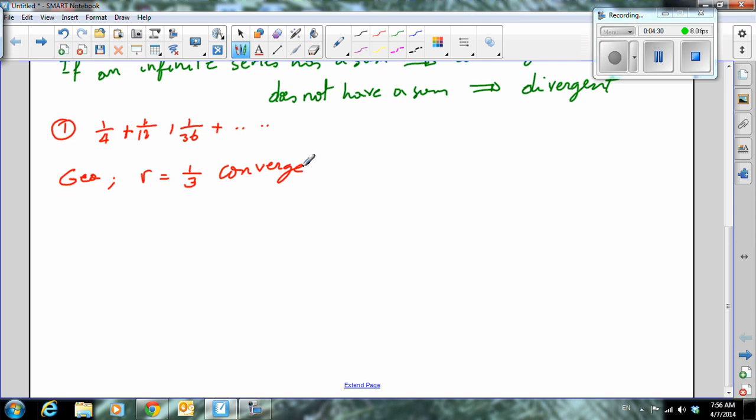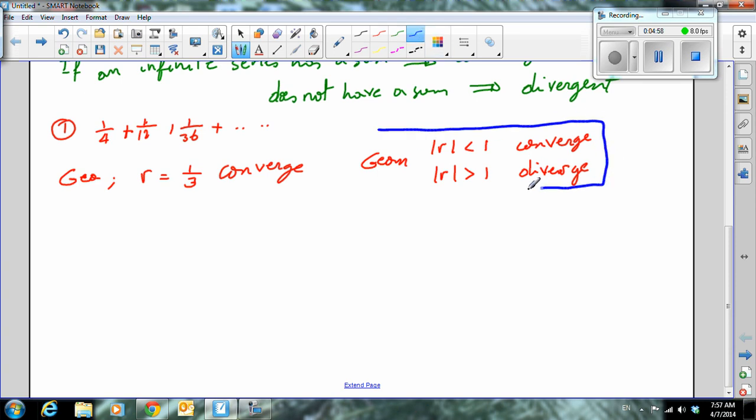it converges. Why? Because for geometric series, when the absolute value of r is less than 1, I will say it converges. When the absolute value of r is greater than 1, this one will be divergent. Something very important to memorize. So I'll box it for you.